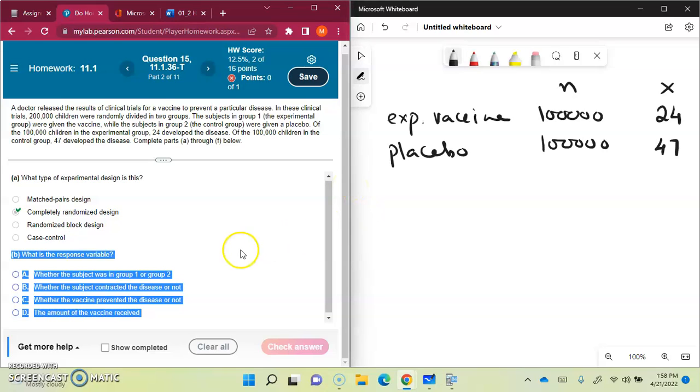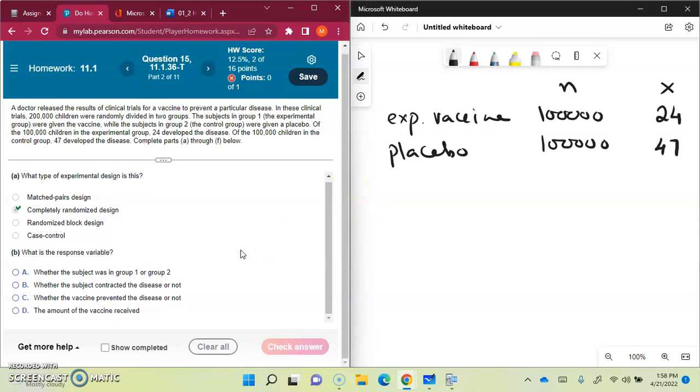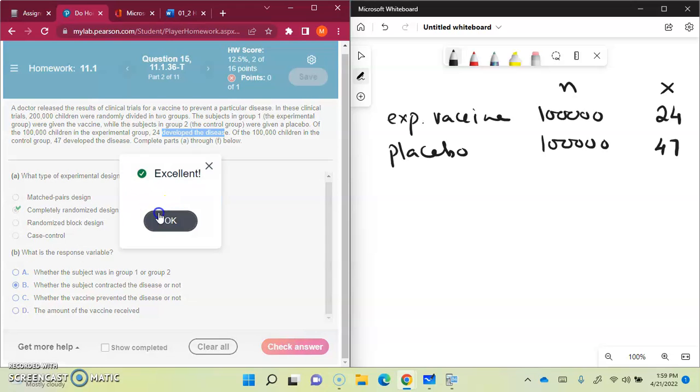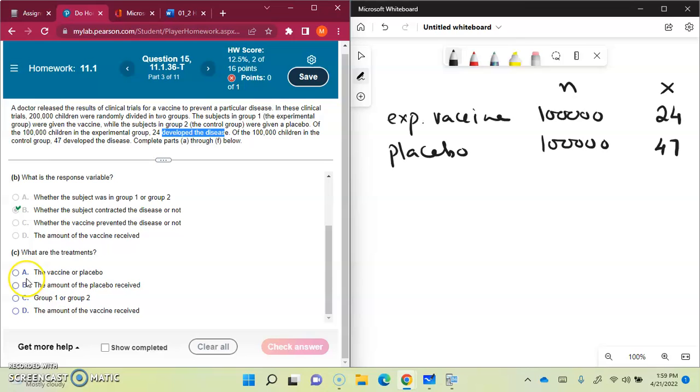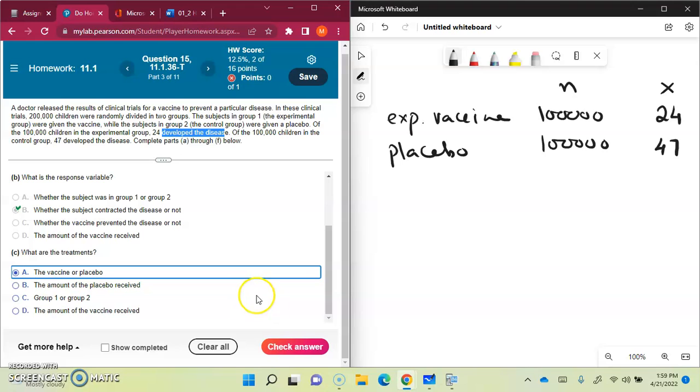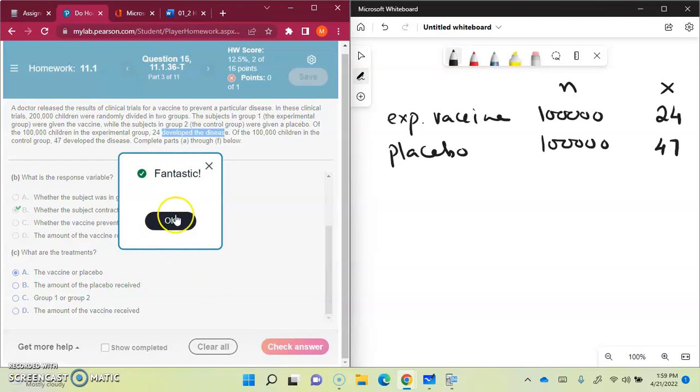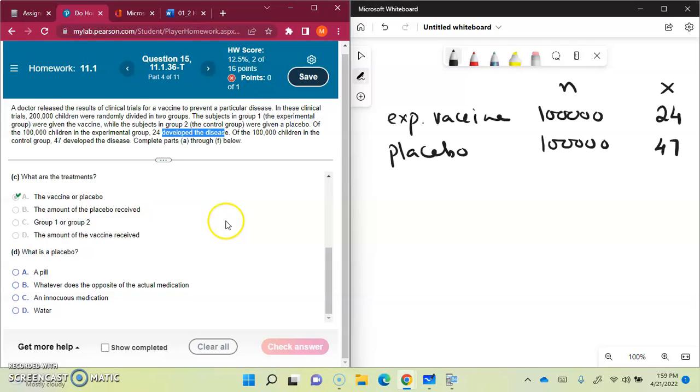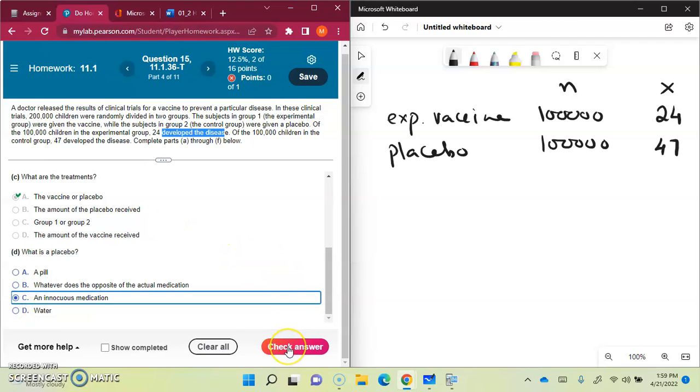What is the response variable? The response variable is: did the subject contract the disease or not? Because what are they telling us here? That they developed the disease or not. So that is the response variable. What are the treatments? Either they are given vaccine or placebo. So those are the two treatments happening in the two groups. What is placebo? A placebo is not a pill. It's an innocuous medication. It's like pretend medication.